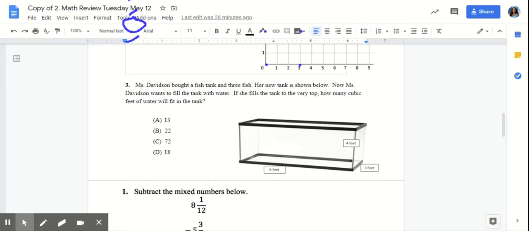Number 3, Miss Davidson bought a fish tank and 3 fish. Her new tank is shown below. Now Miss Davidson wants to fill the tank with water. If she fills the tank to the very top, how many cubic feet of water will fit in the tank? If we're filling the tank to the very top, what exactly are we solving for? That's right, we're looking for the volume because the volume is the space taken up inside of an object.